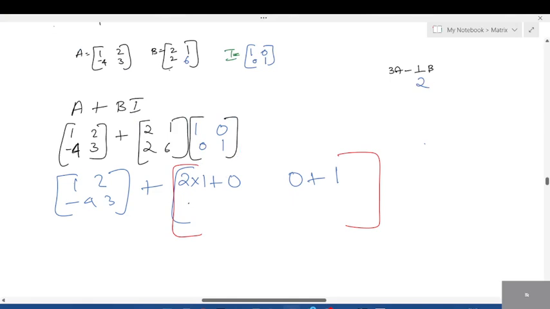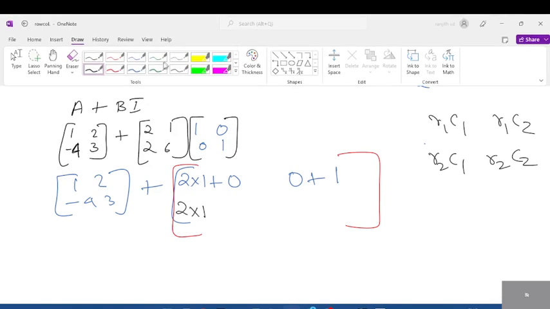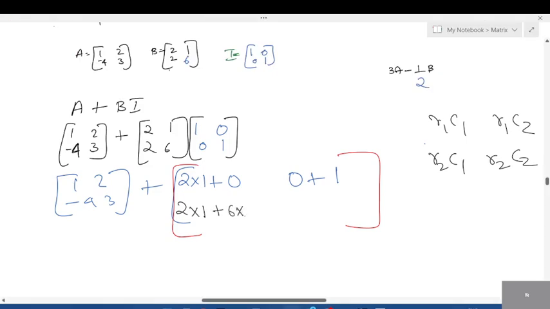Sharisha, tell me the next one. Row 1, column 1, row 1, column 2. Next one. Row 2, column 1, row 2 and column 2. I take the row 2 and column 1. Tell me properly, Sharisha. 2 into 1. Next. 6 into 0. Until you complete, why do you want to mute? Plus 6 into 0. Next.